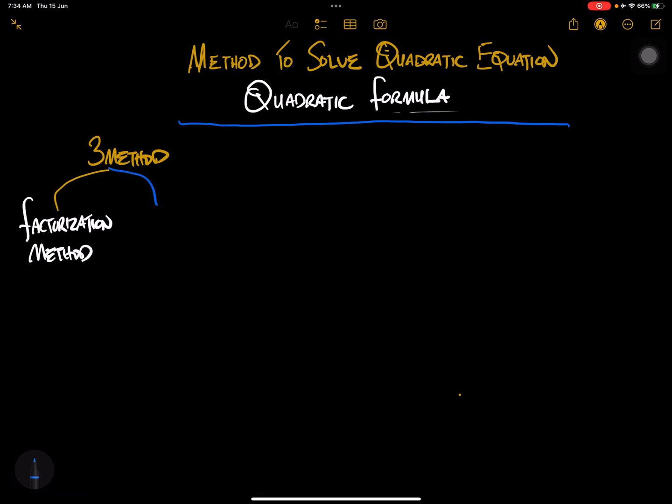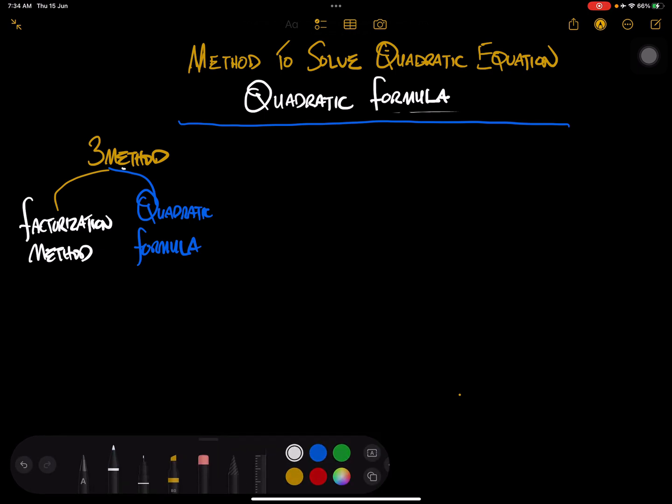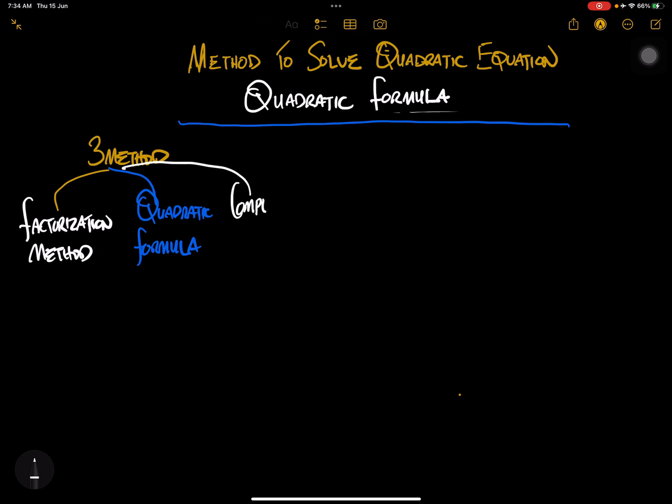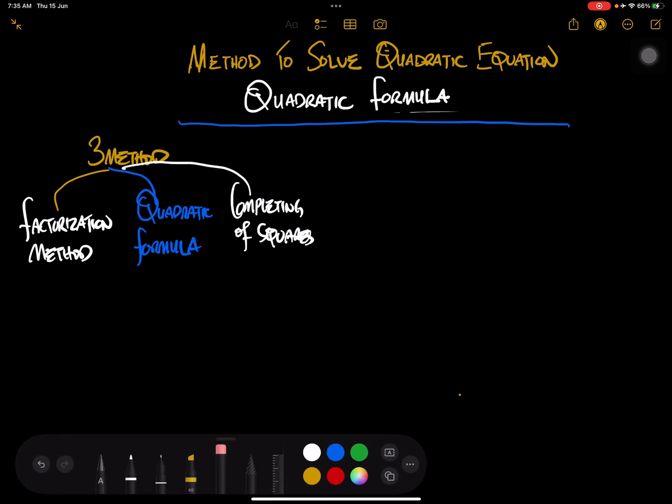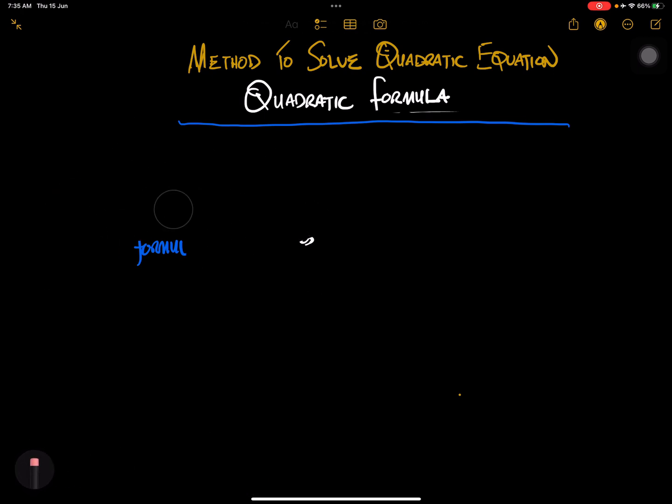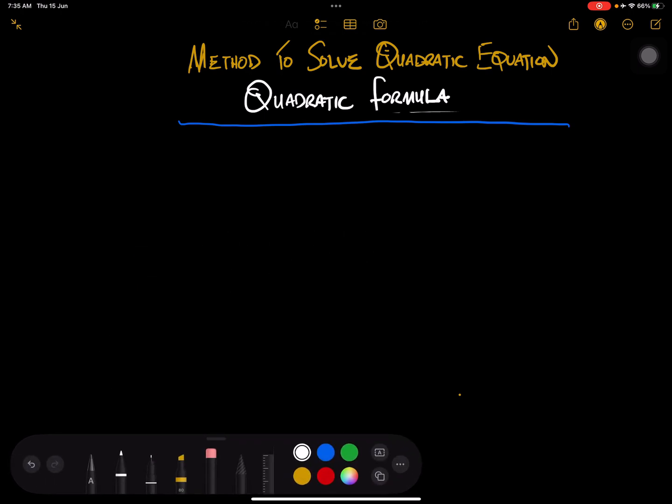The second method is the quadratic formula. The next time we might look at the third method, which is completing the square, but we'll do that later, not today. Today we are just going to focus on the quadratic formula. So let me wipe this board quickly, and then we can proceed.